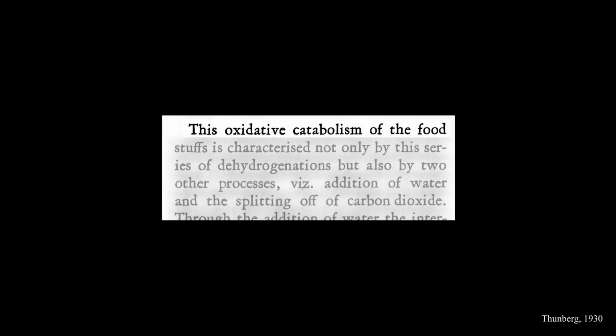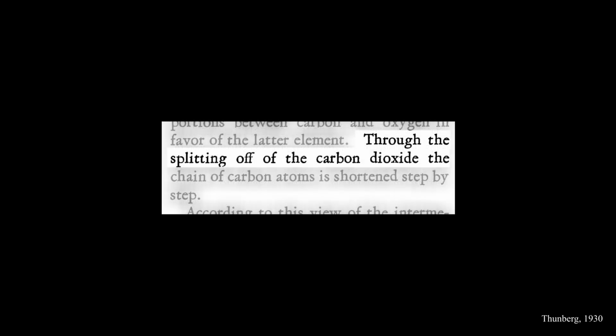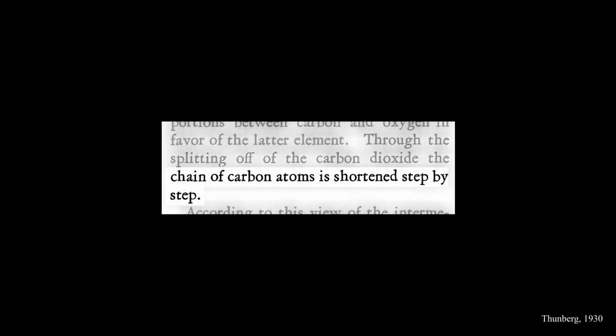This oxidative catabolism of foodstuffs is characterized not only by this series of dehydrogenations, but also with 2 other processes, viz. addition of water and the splitting off of carbon dioxide. Through the splitting off of the carbon dioxide, the chain of carbon atoms is shortened step by step.